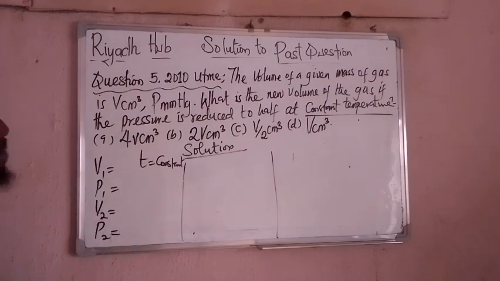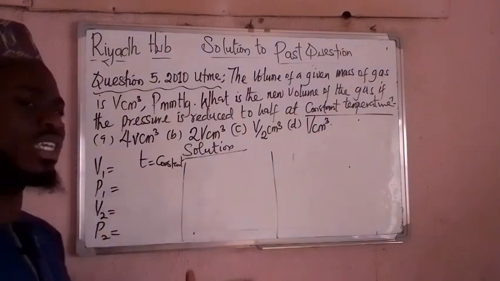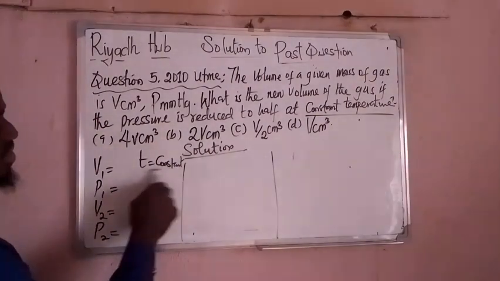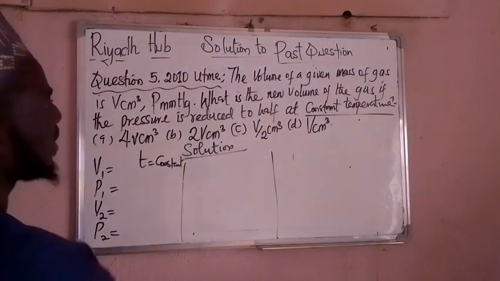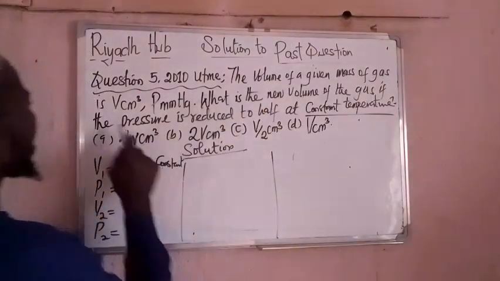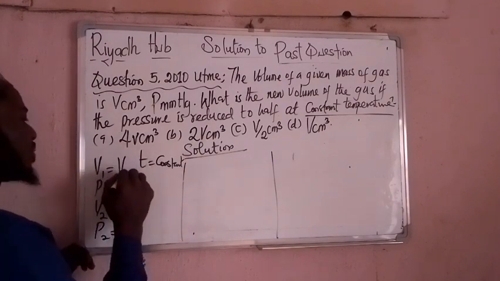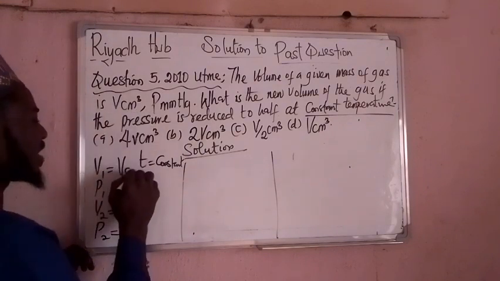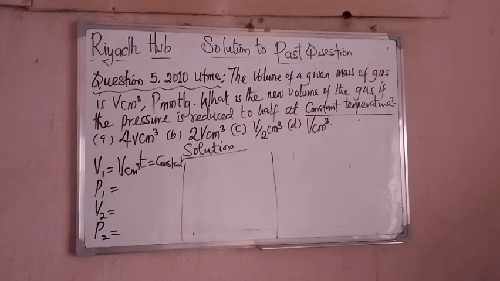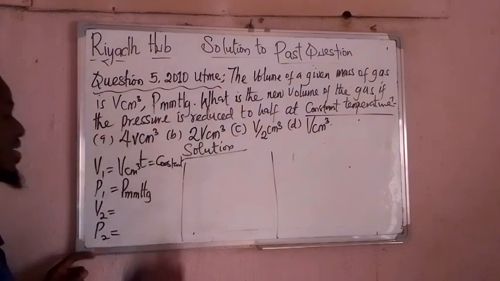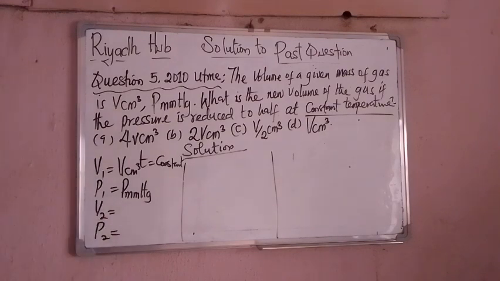So we can now bring out our values. We are working with Boyle's law because it obeys the condition that temperature remains constant. The volume of a given mass of gas is V centimeter cube, that's V1, the initial volume. V1 equals V centimeter cube. You ought to write them down. The pressure is P millimeter mercury. Always take note of your signs and symbols.